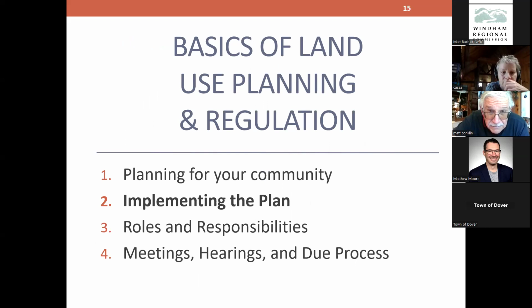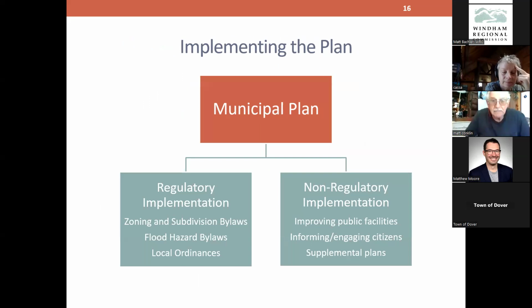So the next section, we'll be talking about ways that the town plan is implemented. You've adopted your plan, and the next step is implementation. There are two main categories: regulatory implementation and non-regulatory. Regulatory implementation can include zoning and subdivision bylaws, flood hazard and fluvial erosion bylaws, and other local ordinances that are allowed to be adopted under statute.